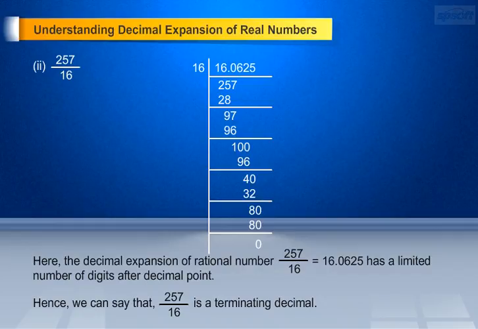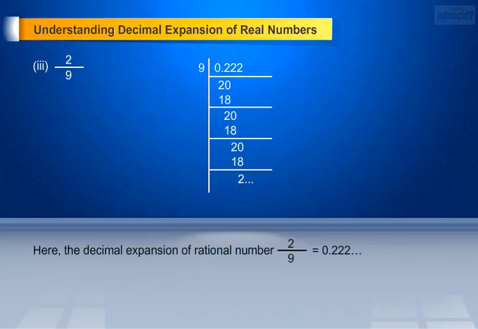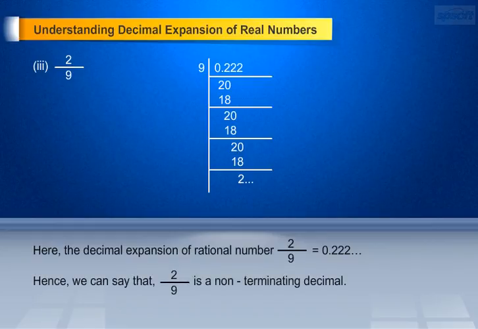Hence, we can say that 257 by 16 is a terminating decimal. Let's consider one more example. 2 by 9. Here the decimal expansion of the rational number 2 by 9 equals 0.222 and so on. Here the digit 2 is repeating again and again. Hence we can say that 2 by 9 is a non-terminating decimal.